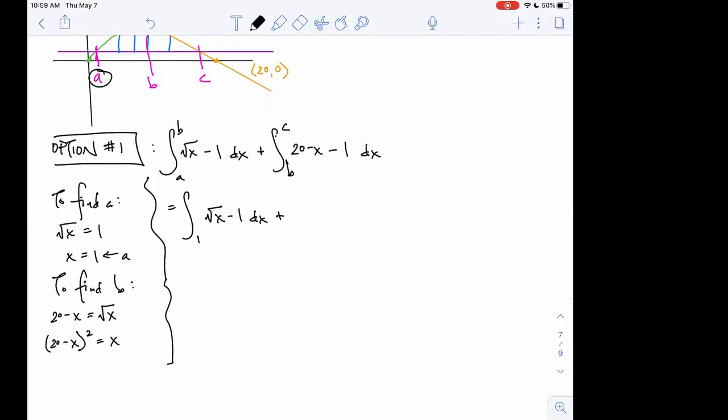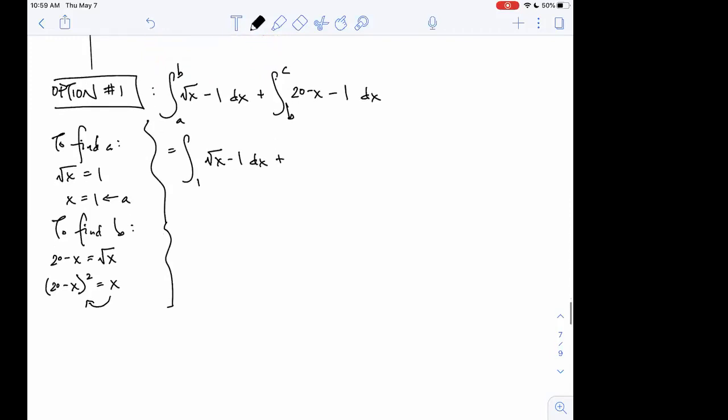And then after I FOIL, I'm going to move everything to one side, set it equal to 0, and factor. So that would give me 400 minus 40x plus x squared equals x, or x squared minus 41x plus 400 equals 0.